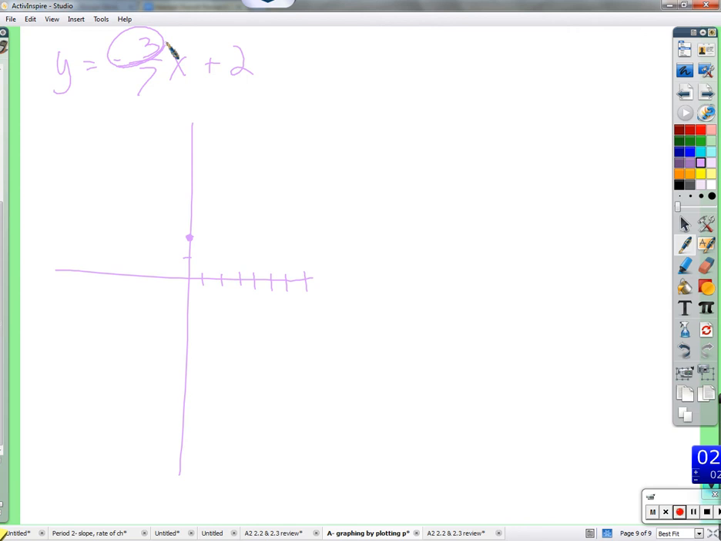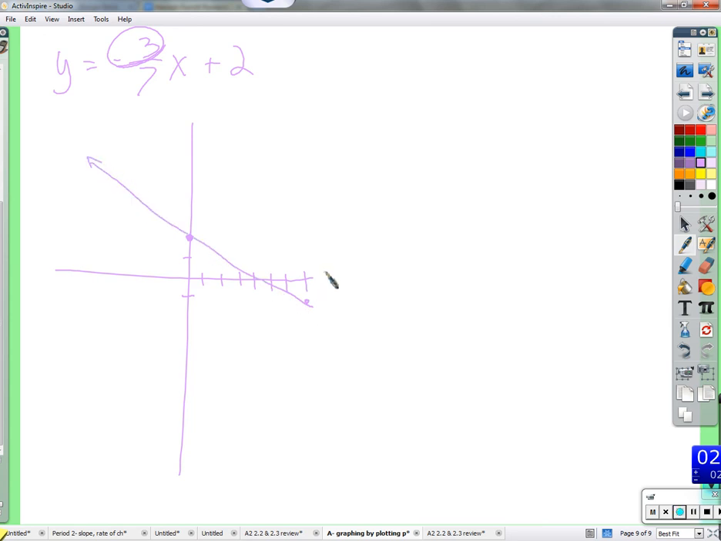Or if I move to 14, I'll get negative 6. If I move to 21, I get negative 9. I just keep moving down 3, 3, 3, 3, 3. So if I move over to 7, all I have to do is subtract 3. And there's another point. This pattern continues. This is enough. This is all I need to draw a line, right?